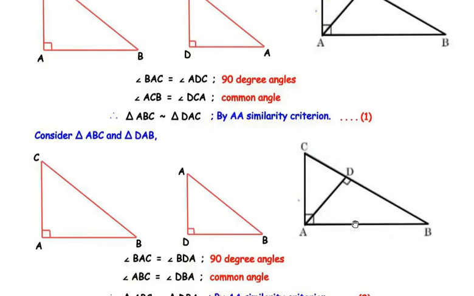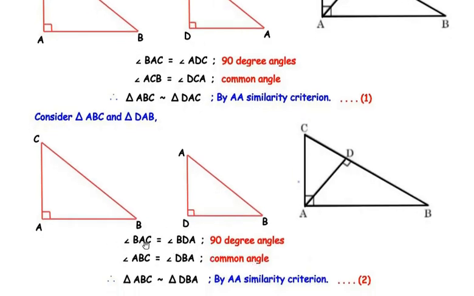So here again we have broken down this triangle into two triangles. And since angle A was 90 degree and angle D was 90 degree, we have placed them in the same positions. And here we have written that angle BAC will be equal to angle BDA, that is 90 degree angles. And here we can see that in these two triangles, angle B is a common angle. So here we have written angle ABC is equal to angle DBA, that is common angle. And since the two angles have become same, the third angle is also going to be equal. So here we have written that therefore triangle ABC will be similar to triangle DBA, that is by angle-angle similarity criterion.